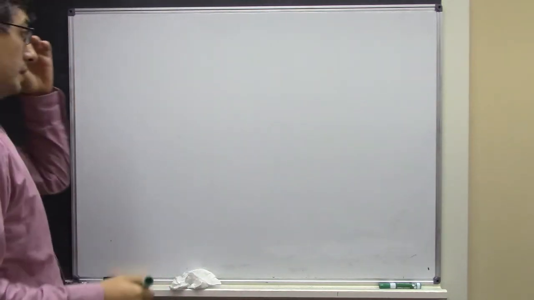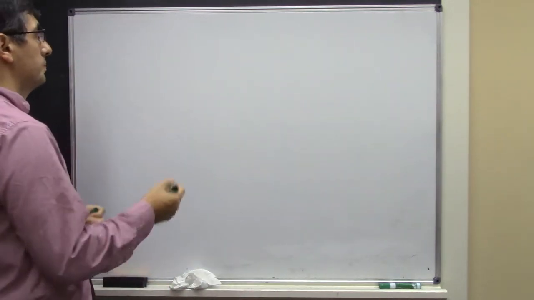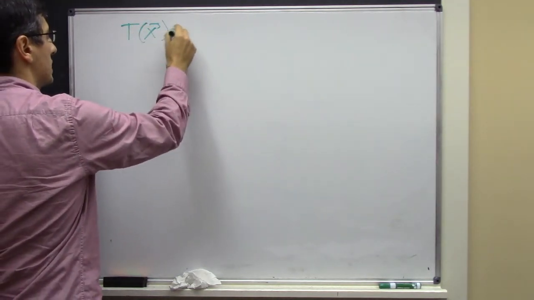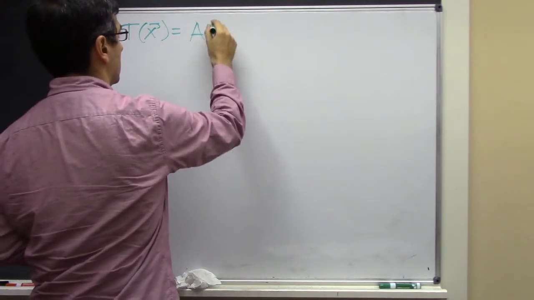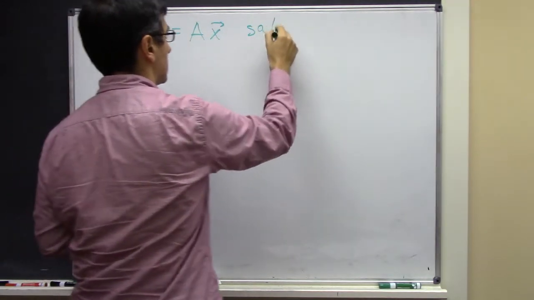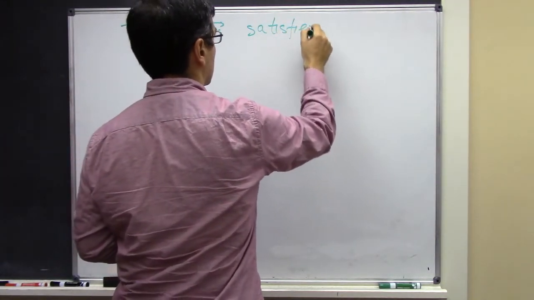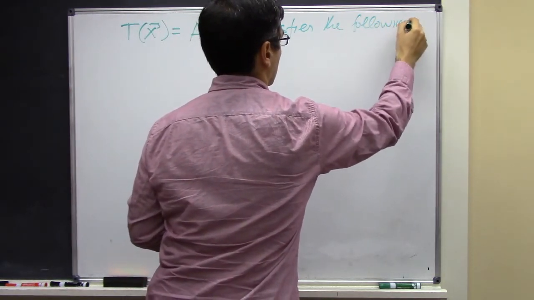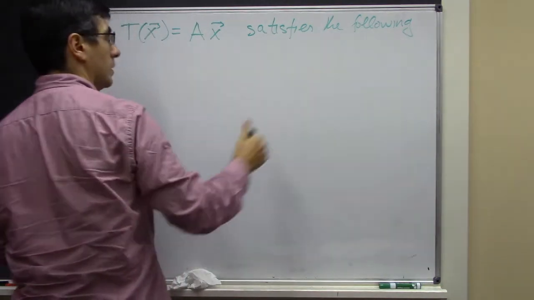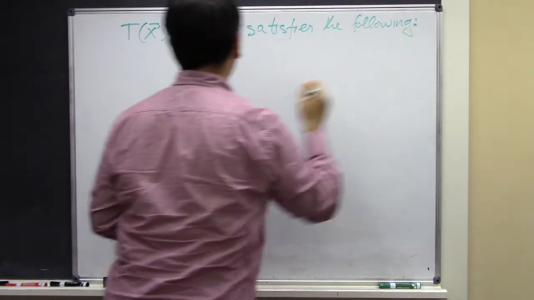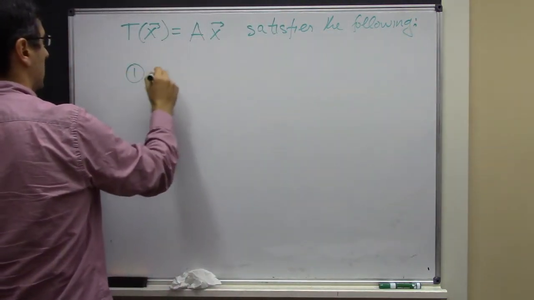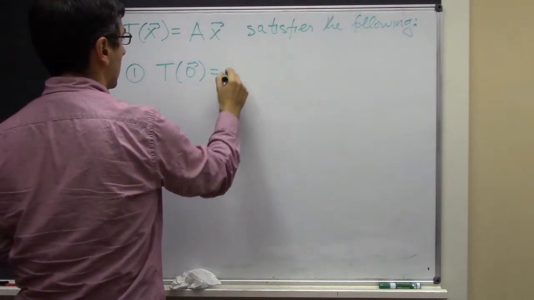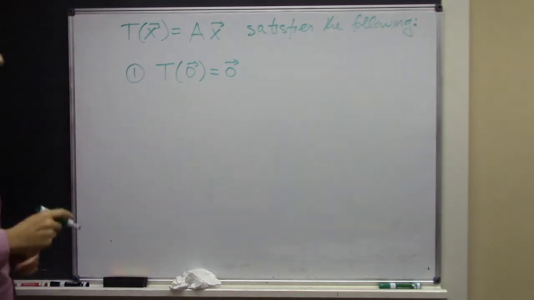Okay, so there are some properties that this transformation Ax satisfies. One, this is clear, that it has to map 0 to 0.